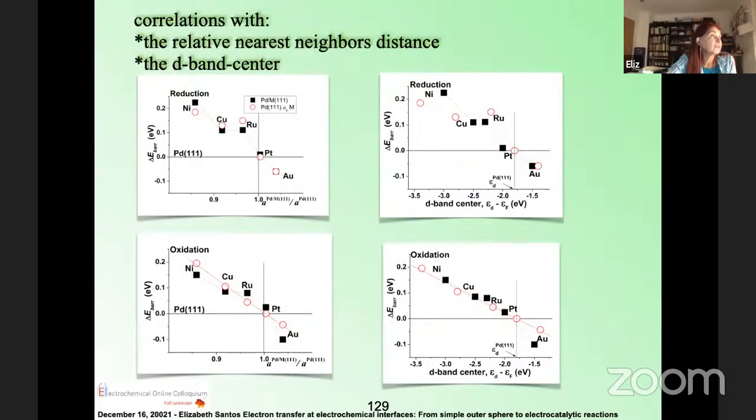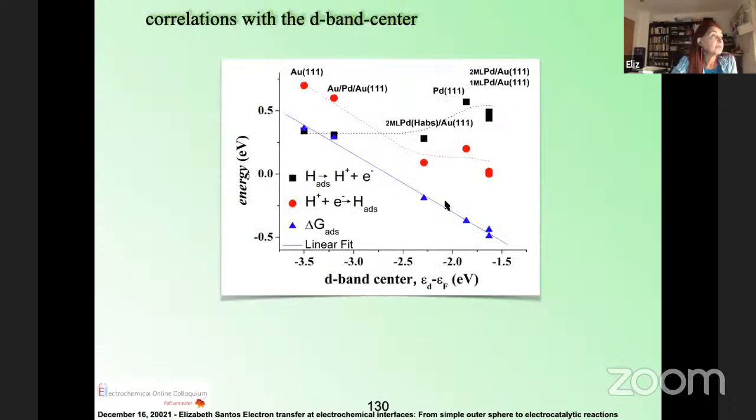Here are other correlations according to the nearest distance, and there are some that work almost well, but for example, here we see that for the adsorption energy, that is the thermodynamic part, there is a nice linear correlation. But if we analyze the barrier for the oxidation or for the reduction of the proton, we see that the correlation with the center of the band is not so wonderful.